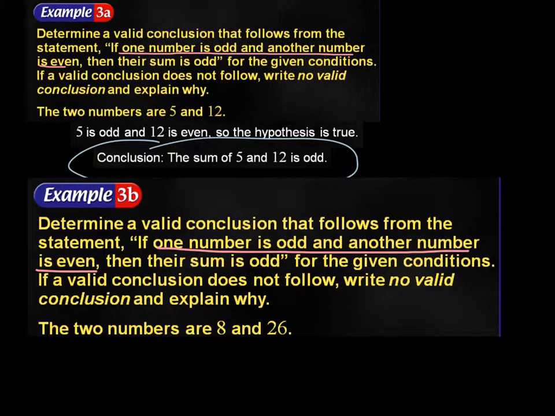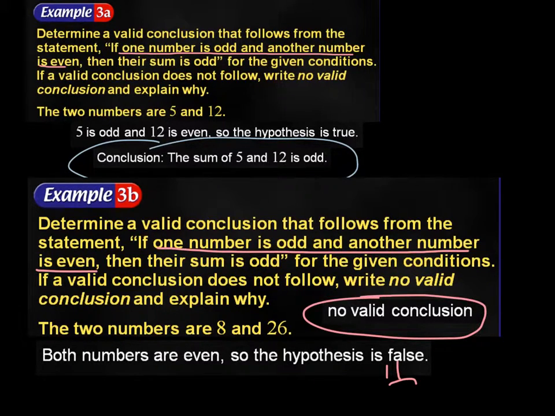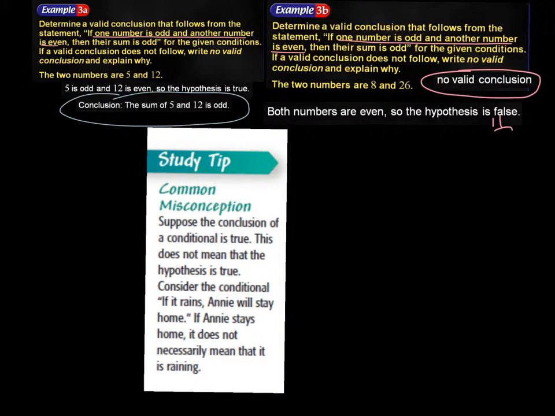This time the two numbers are 8 and 26. 8 and 26 are both even numbers, so the hypothesis is false. That means we get no valid conclusion. If we don't meet the hypothesis, we don't get to talk about the then because the if isn't true. Now we don't get to reverse the order on this logic.